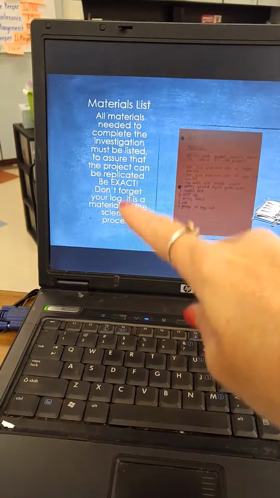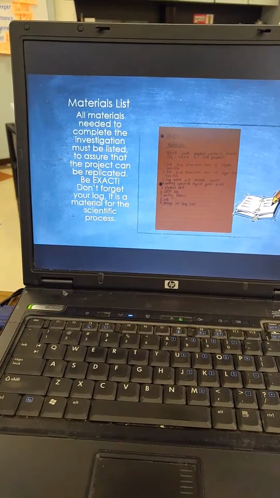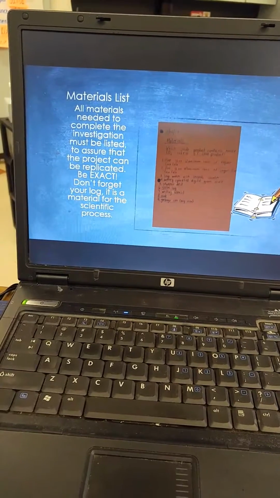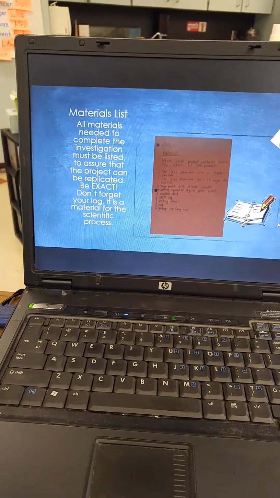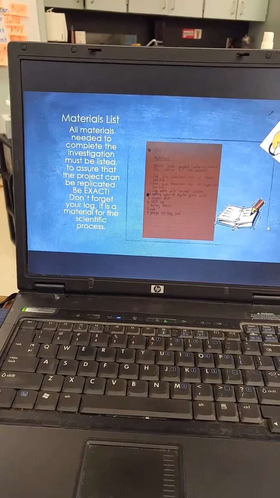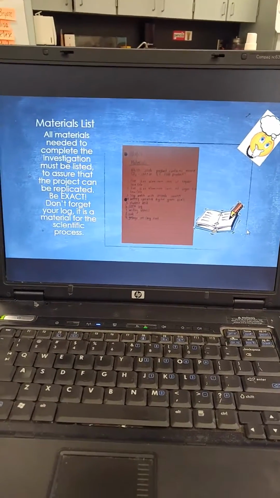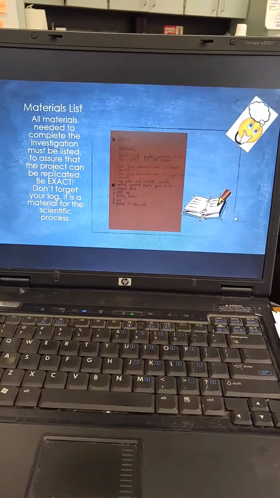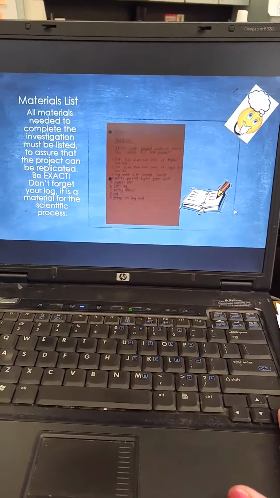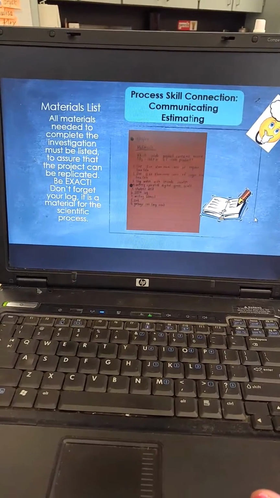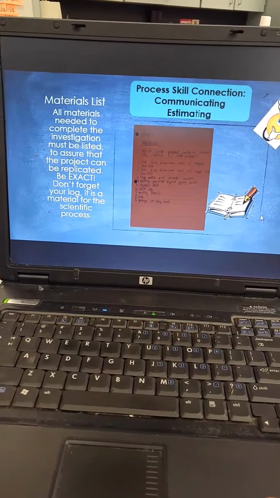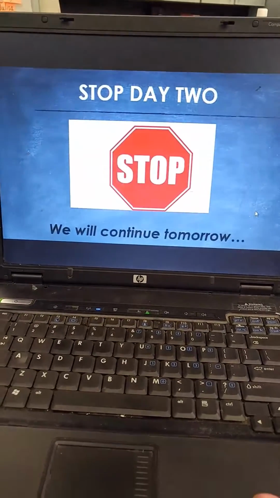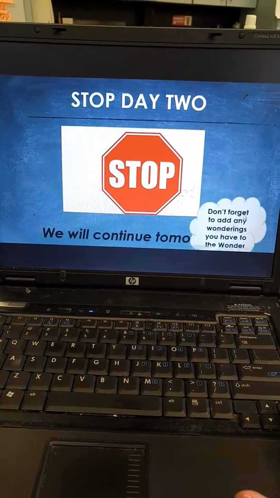Pretty much all of that should be written in there. All materials need to be complete, need to be listed to complete the investigation to assure the project can be replicated. Be exact. Don't forget your log. It's a material you need in the scientific process. And I know my notes are hard to see, but it does state very specifically 5 12-ounce aluminum cans of Coca-Cola, etc. So it's very specific. That's the process skill of communicating, because you are communicating what is required in order to do the investigation to other scientists. That was a recap of day 2.